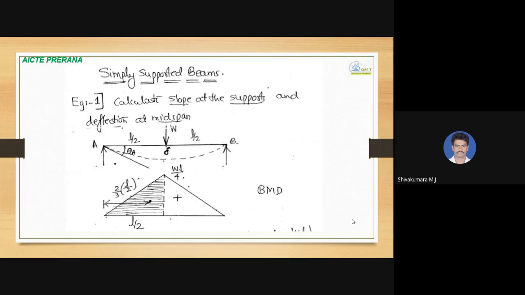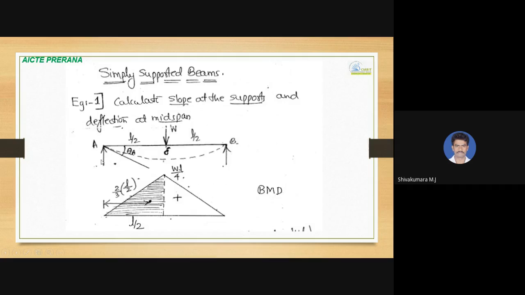And when it comes to simply supported beam examples, there is a simply supported beam subjected to a point load W at mid. The bending moment diagram for this is like this. W is acting exactly at the center, which means the support reaction at A is W by 2 and the support reaction at B is W by 2.